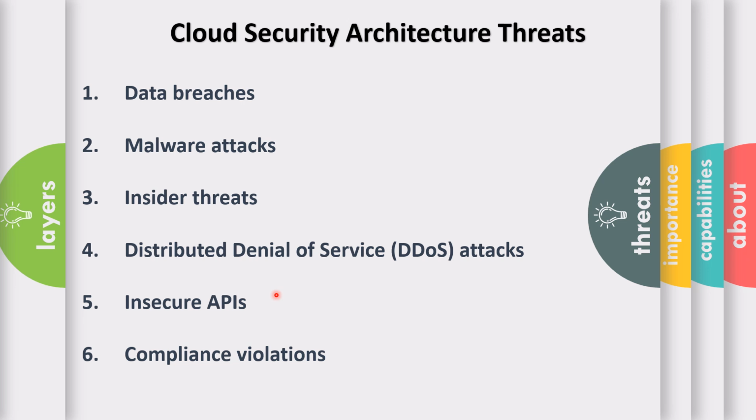In summary, we can say protect sensitive data using encryption. Then malware attacks: use firewalls and anti-malware software. Insider threats: strict access control and monitoring employee activities. DDoS attacks: DDoS protection to mitigate overwhelming traffic. Insecure APIs: authentication, encryption, and security testing. Compliance violations: ensure that cloud services follow legal regulations by using compliance checks and audits.